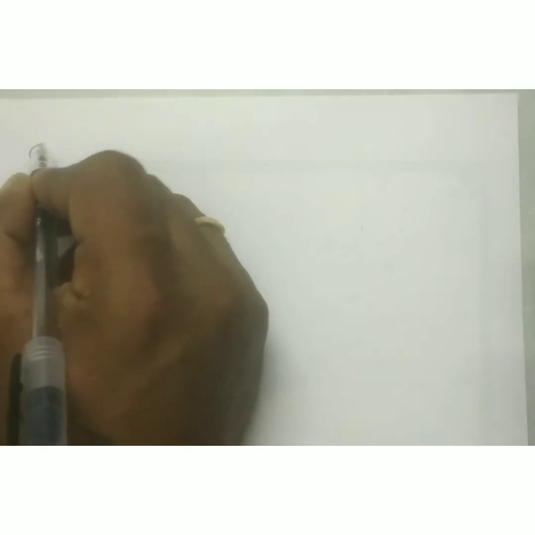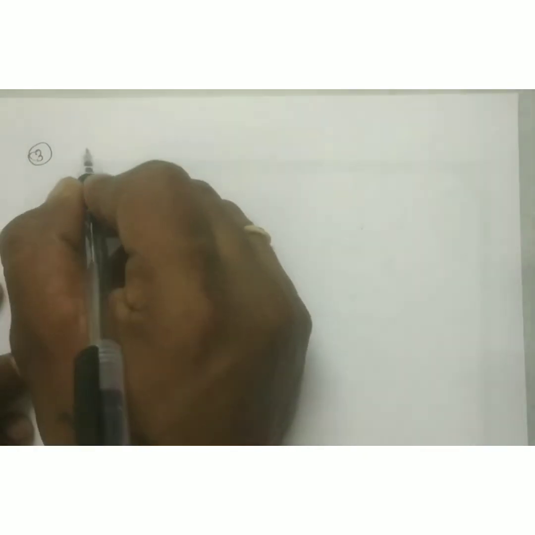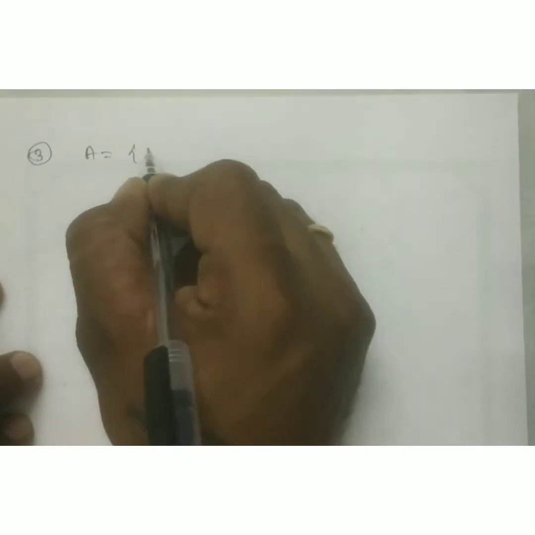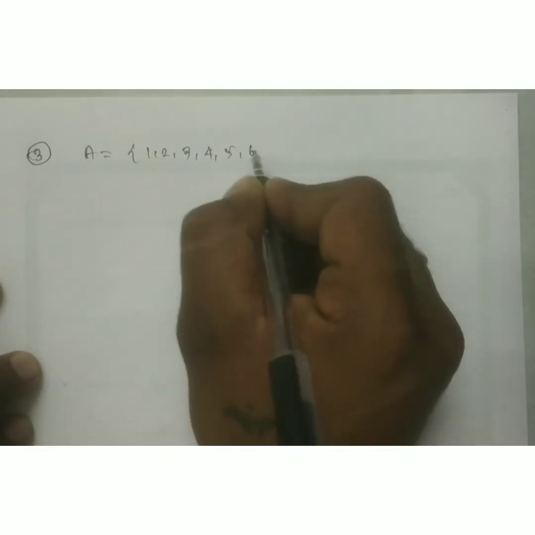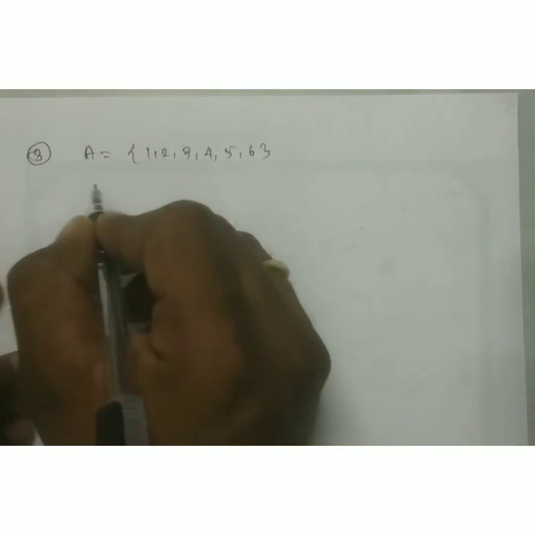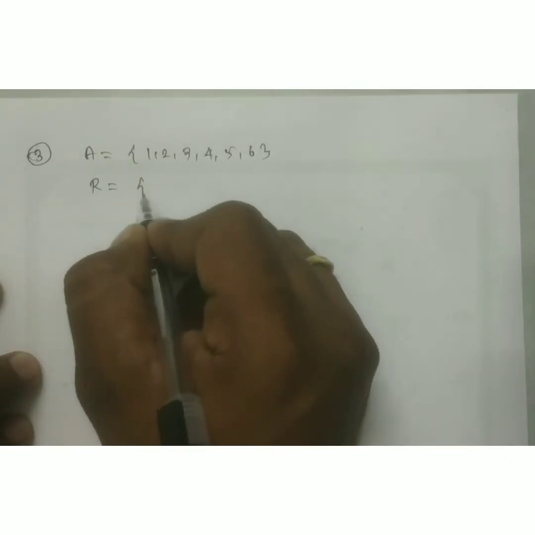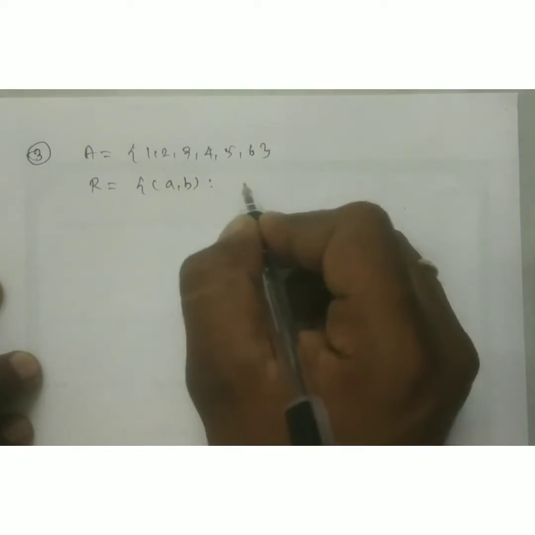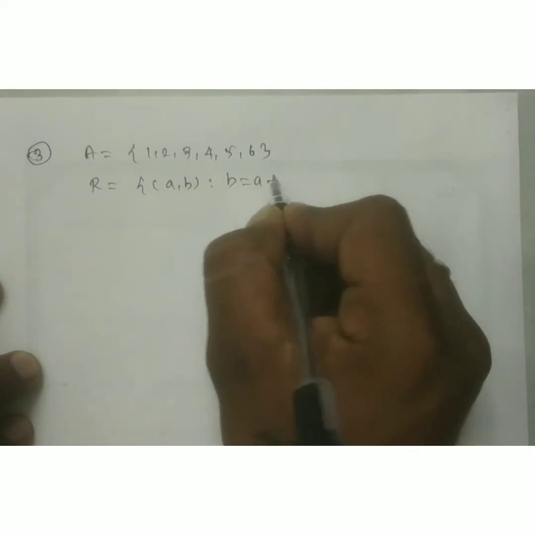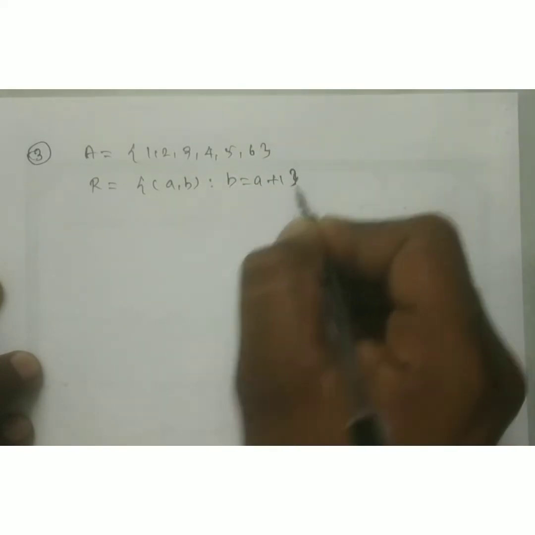Yesterday we saw problem number 2. Today we will start problem number 3. In this problem, what is the given set? Set A equals {1, 2, 3, 4, 5, 6}. The relation given here is R = {(a, b) such that b = a + 1}.